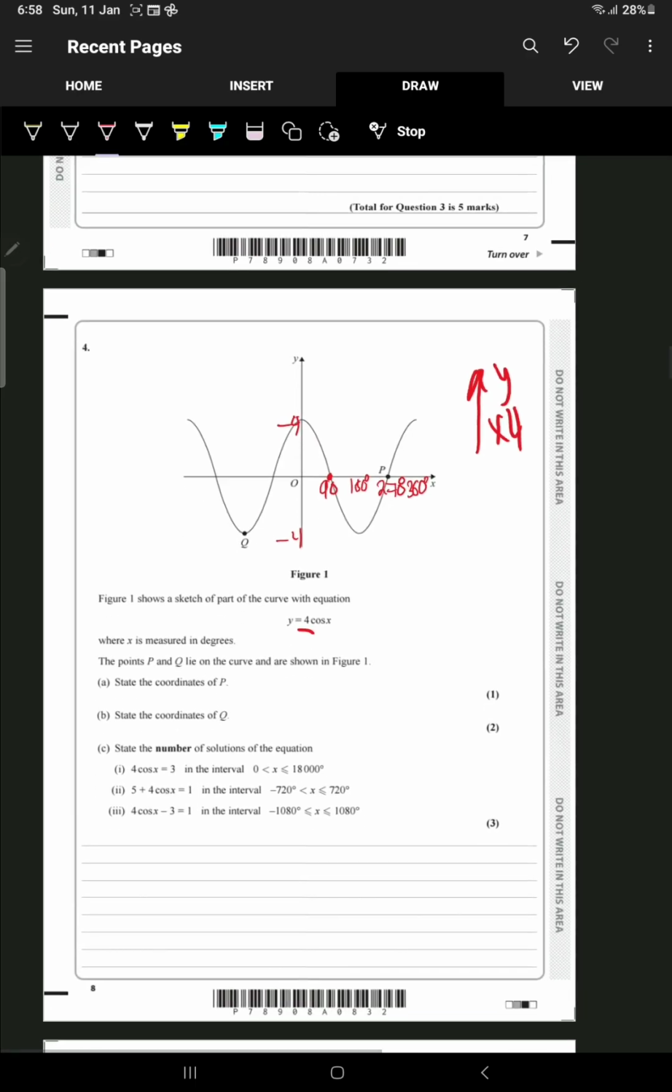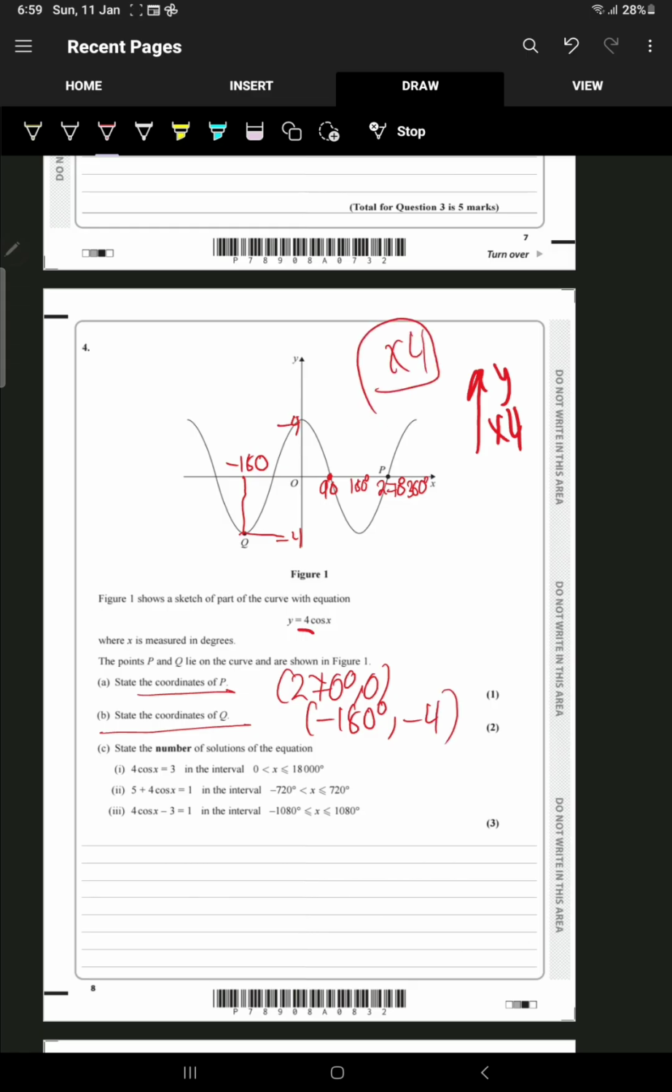All right, now you have to state the coordinates of P. That is going to be 270 degrees, 0. State the coordinates of Q. So this one is going to be minus 180 degrees, and this one is going to be minus 4, because it's transformed, it's a stretch in the y-axis by a factor of 4.